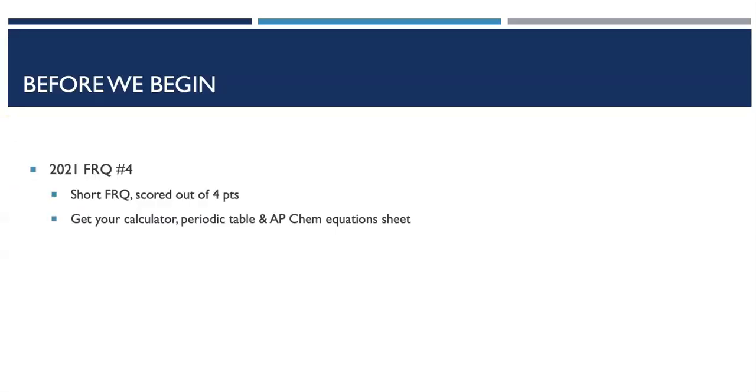If you're familiar with the structure of the AP Chemistry exam, and you probably are at this point, you should know that free response question number 4 is one of the short free response questions, and that means it's scored out of 4 points total.